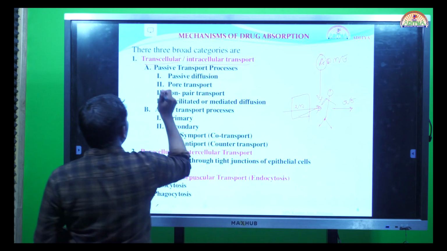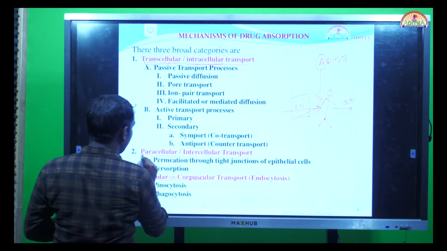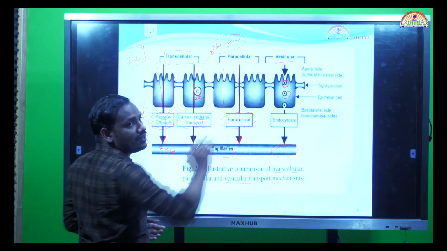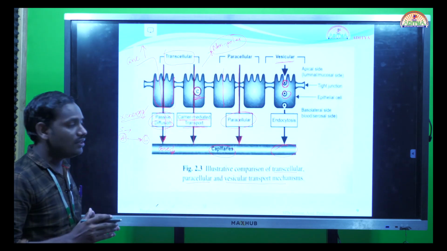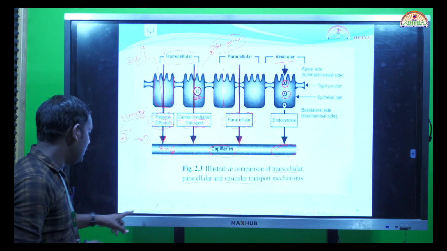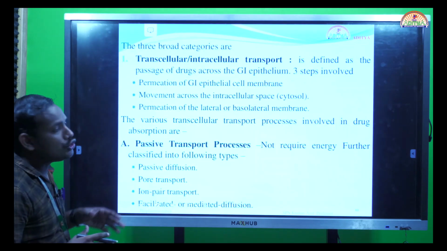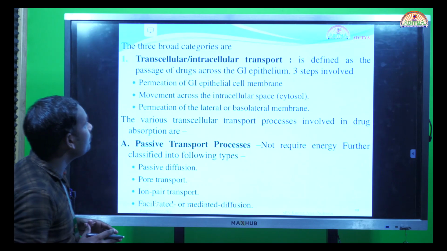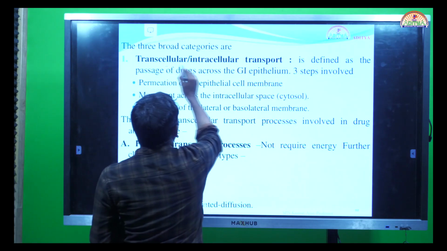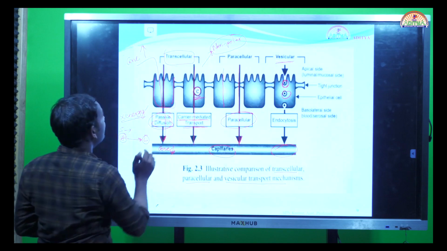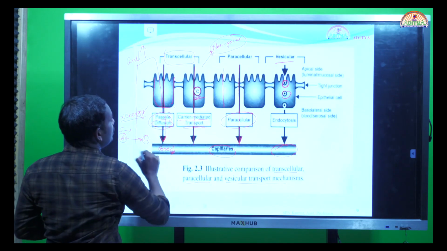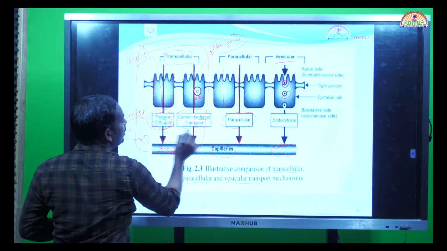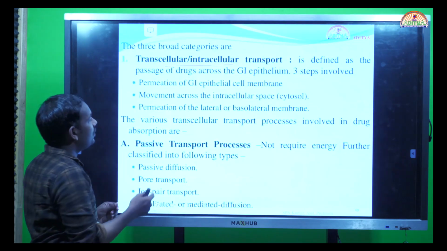So we have three side headings here: transcellular or intracellular, paracellular, vesicular transport. The same thing is explained graphically or diagrammatically in a systematic manner in this slide. Now let us see each one. Let us see the characteristic features of each and every kind of transport. So it is transcellular or intracellular, which means we are discussing this one, transcellular transport. It is divided into two again: passive diffusion and carrier mediated transport. Let us see further details.